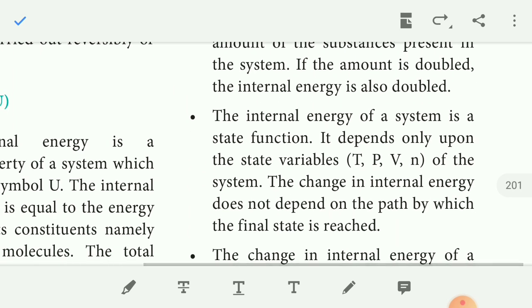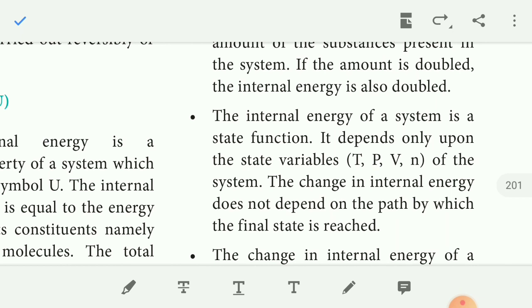Then the second point: the internal energy of a system is a state function. It's not a path function. We already discussed what a state function is. A state function is a thermodynamic property of a system which has a specific value in a given state and does not depend on the path by which that state is reached. So internal energy depends only upon the state variables.